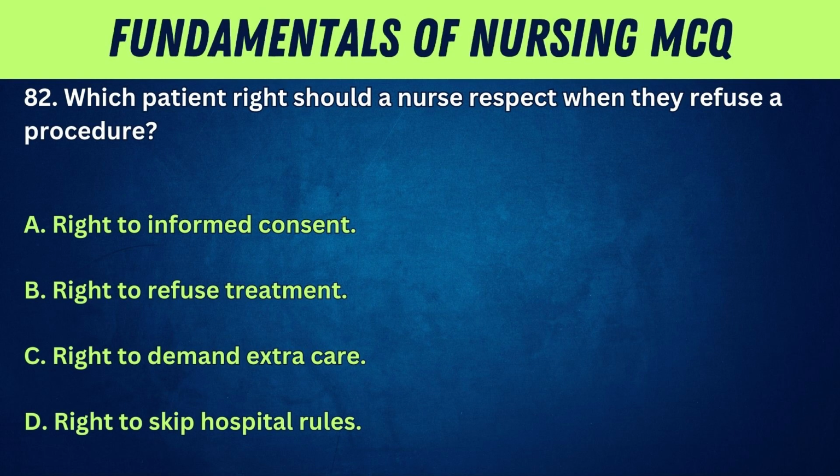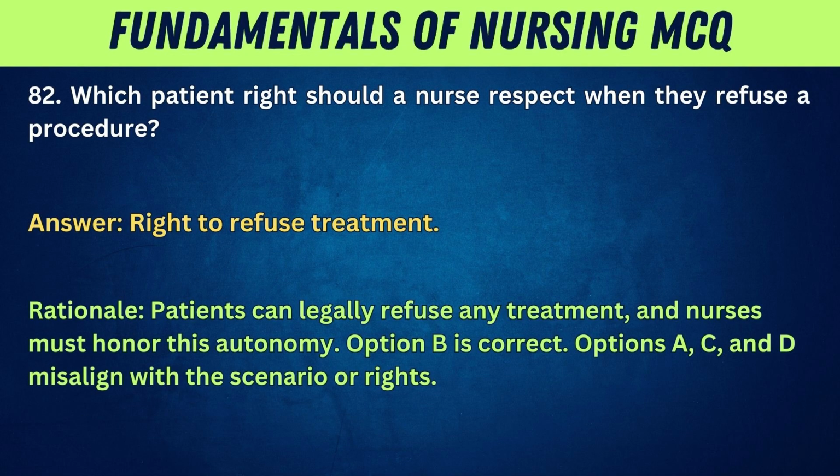82. Which patient right should a nurse respect when they refuse a procedure? A. Right to informed consent. B. Right to refuse treatment. C. Right to demand extra care. D. Right to skip hospital rules. Answer. Right to refuse treatment.